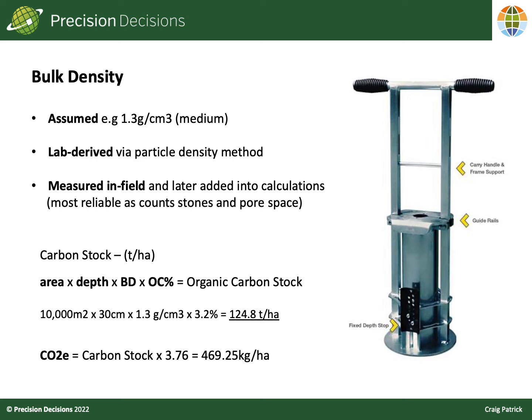In this instance, we had a sample depth of 30 centimetres. We measured our bulk density at 1.3 grams per cubic centimetre, and we have an organic carbon analysis of 3.2%. As a result, we have a base calculation here of 124.8 tonnes of organic carbon per hectare. This can then be translated into an estimated CO2 equivalent simply by using the simple formula below.